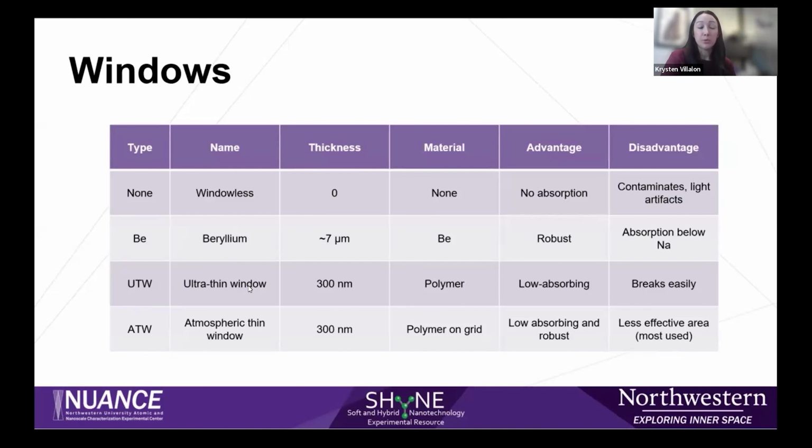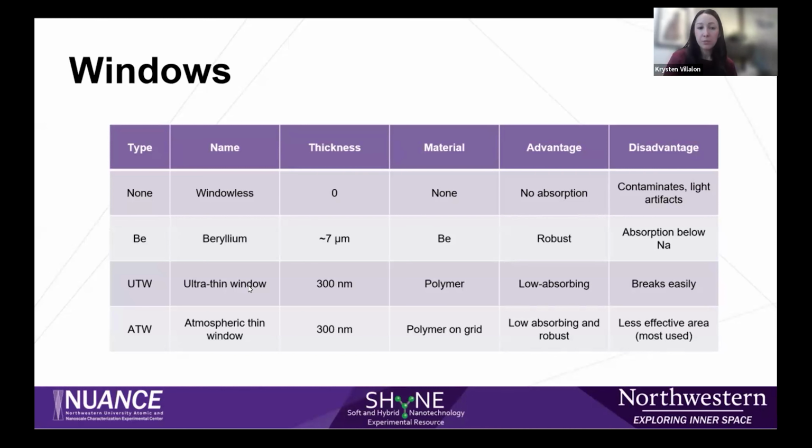There's also beryllium windows. These were very common for a long time, but they're sort of the opposite. They're really bad at absorbing low energy X-rays because these are pretty thick, but they are very robust. They don't break very easily, which is why they were used for a long time. But we've moved away from beryllium windows, and now a lot of EDS detectors use polymer windows. Namely the ultra thin windows or the atmospheric thin windows are polymer windows. Because they're so thin, they don't absorb too much in the low energy range. In the case of ultra thin windows, they are very fragile and they break easily.